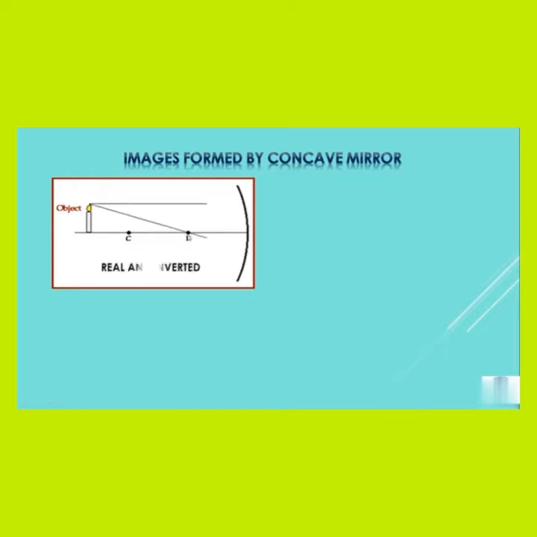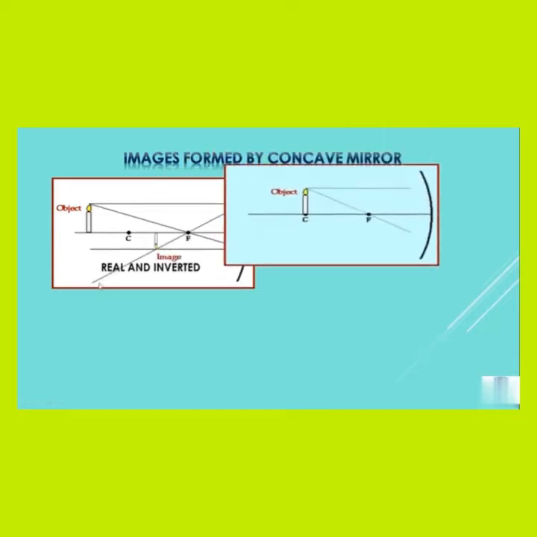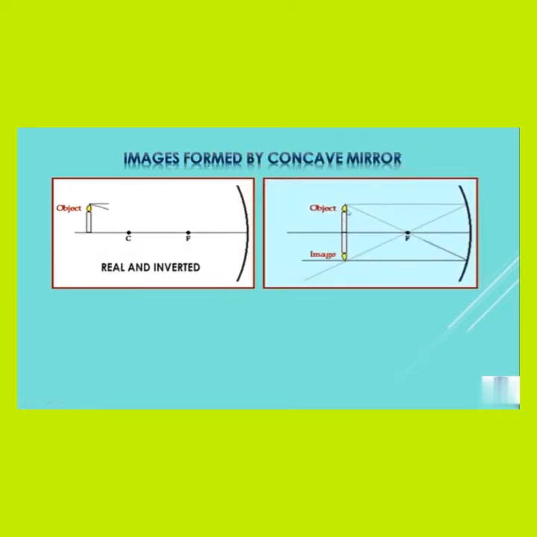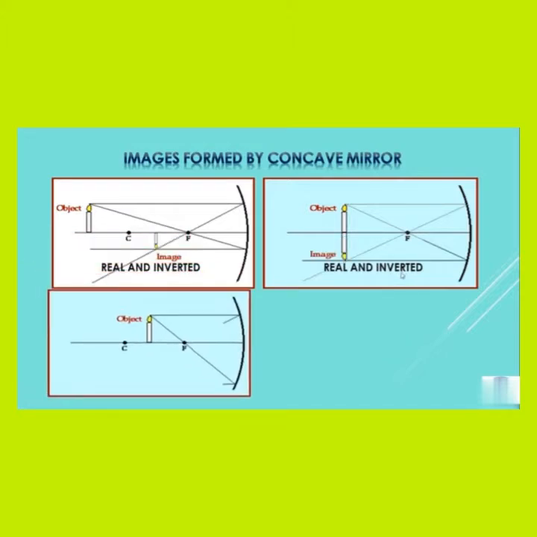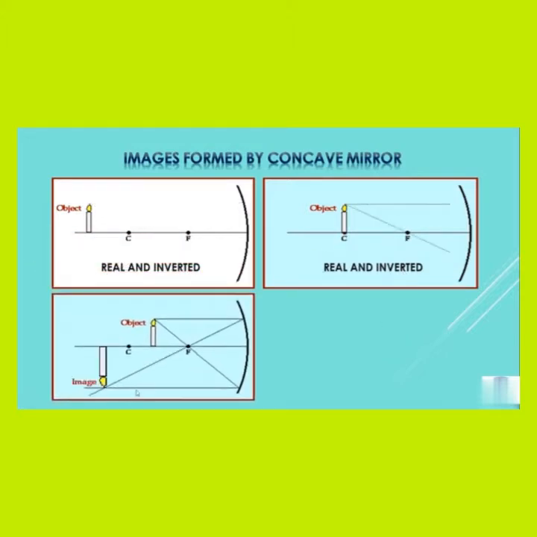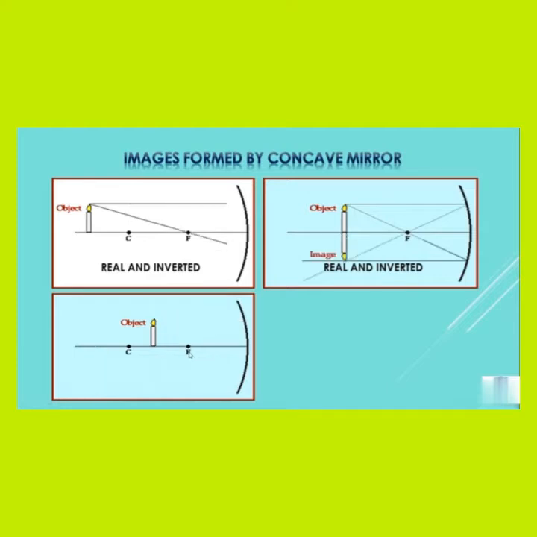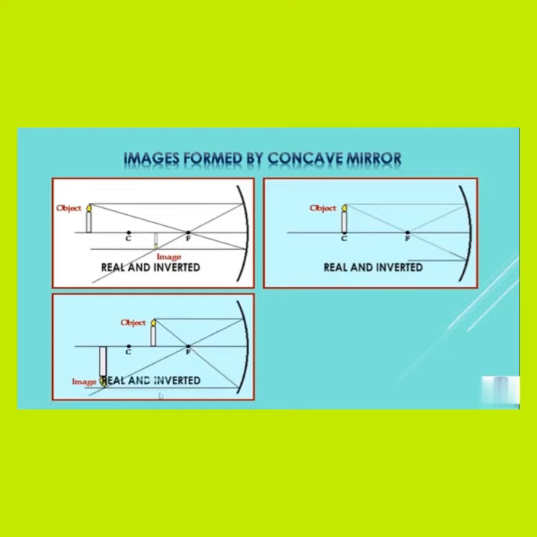Position of the object is at C, then the image falls at C. It is of the same size as the object. The nature of the image is real and inverted. Next, the object is placed between C and F. Then the image falls beyond C. The size of the image is magnified, showing real and inverted.